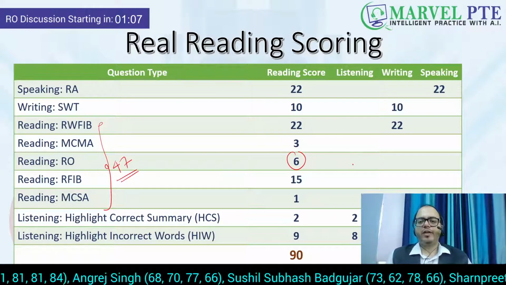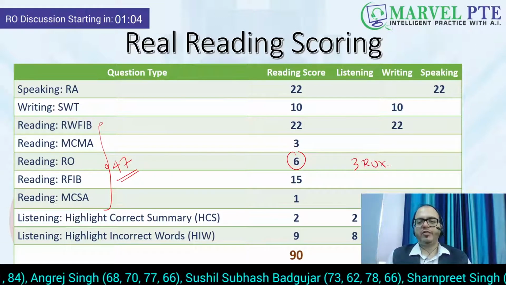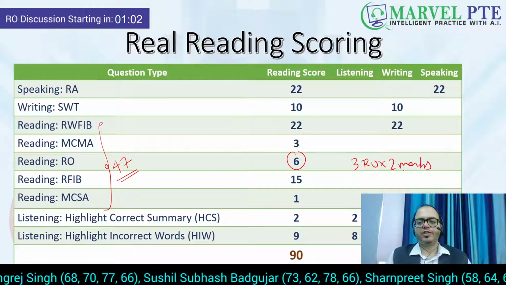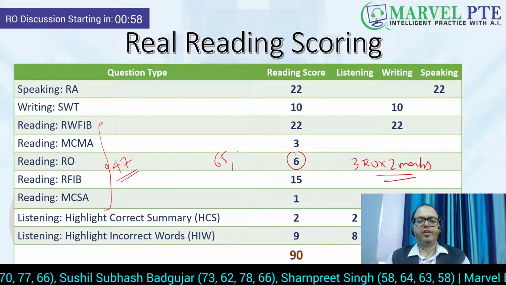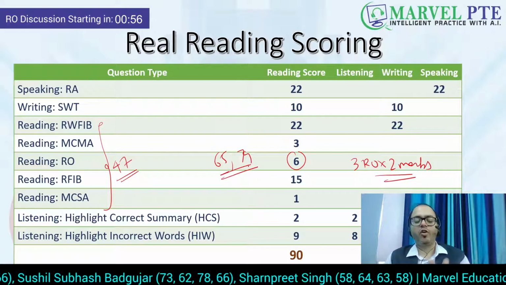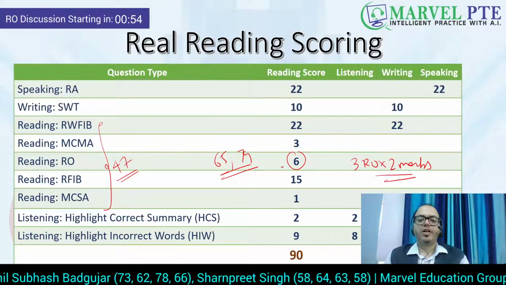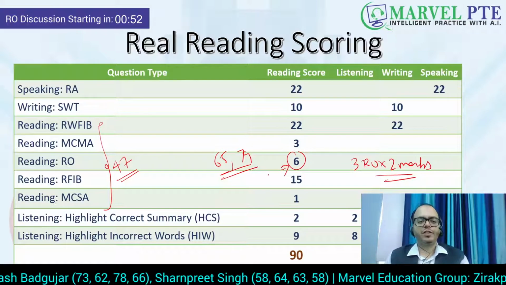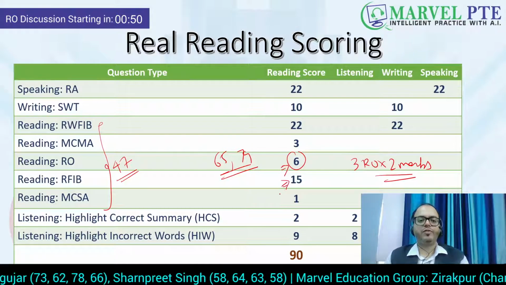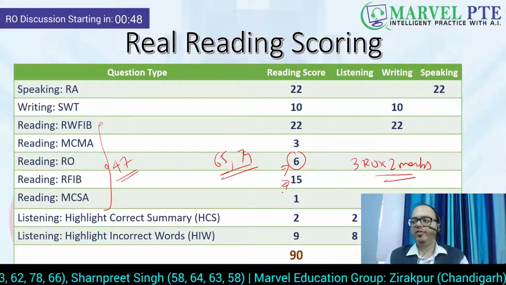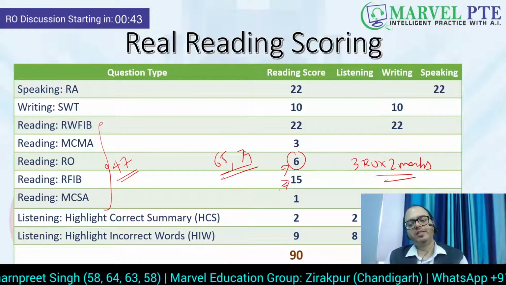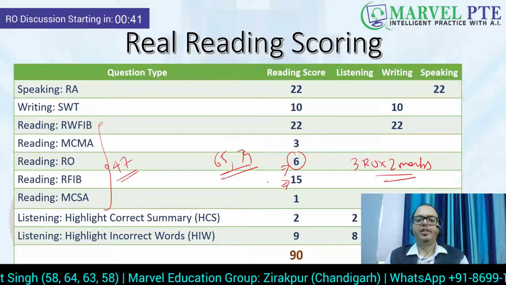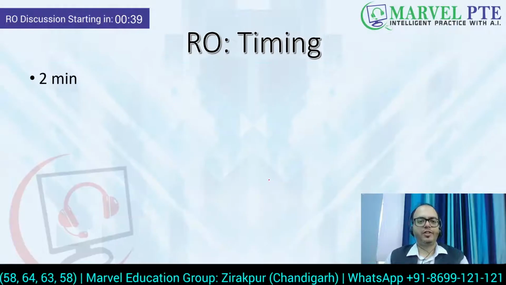It means that if you are getting 3 reorder paragraphs, they will be of 2 marks each. So that's why they are important, especially when you are looking for 65 or 79 marks, because only then you are able to achieve. Because in reading, we have strategies for reorder paragraphs, reading and writing fill in the blanks, reading fill in the blanks. So you need to make sure that you are getting your reorder paragraphs 100% correct. And trust me, they are very simple if you follow the right strategies.